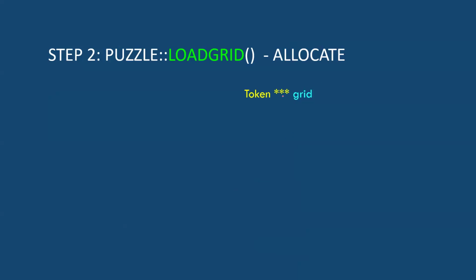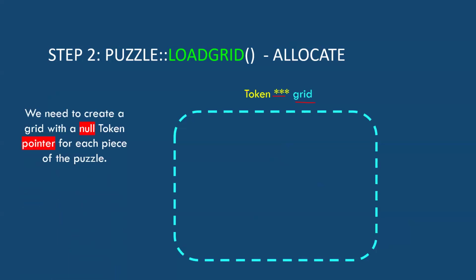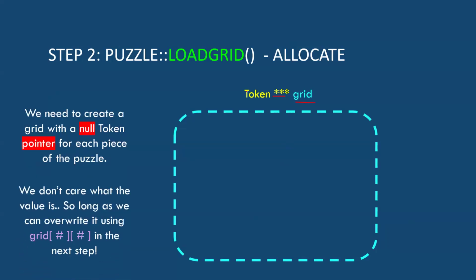But now, the dreaded triple pointer. So our grid is a triple pointer to a token. What does that even mean? So let's look at that real quick. We want to have rows, and each of those rows are pointers. So the outer grid is a pointer to a pointer to a pointer, okay?